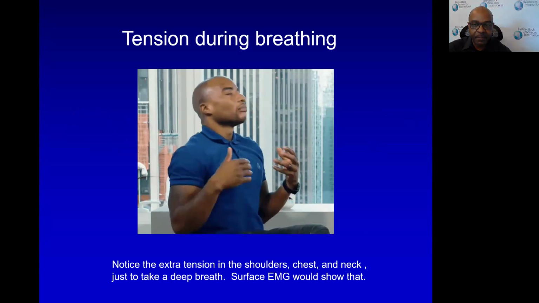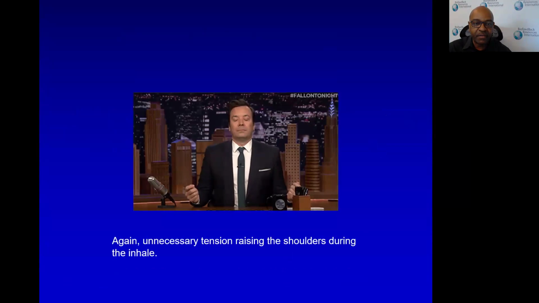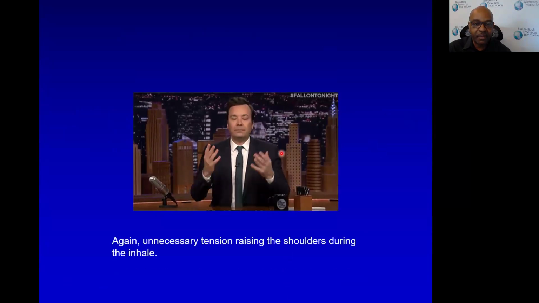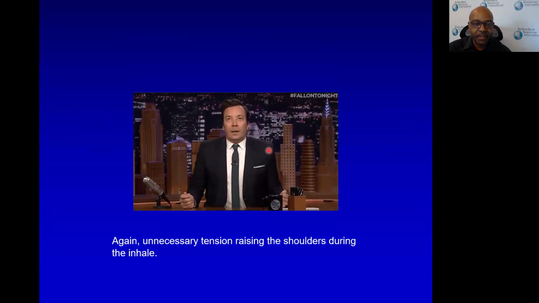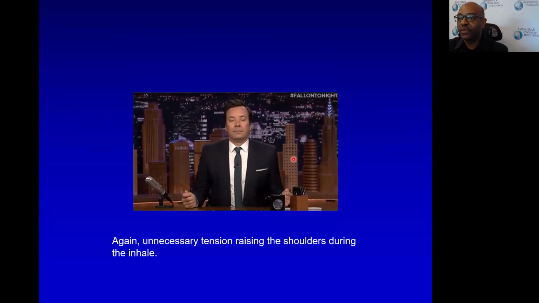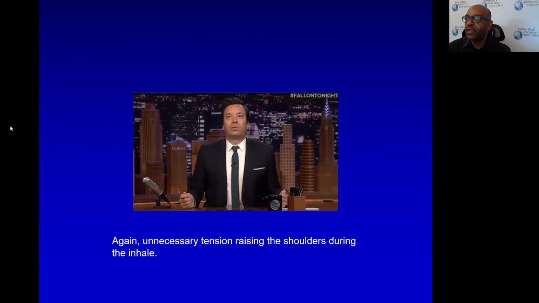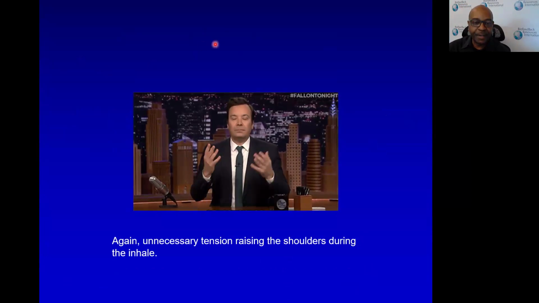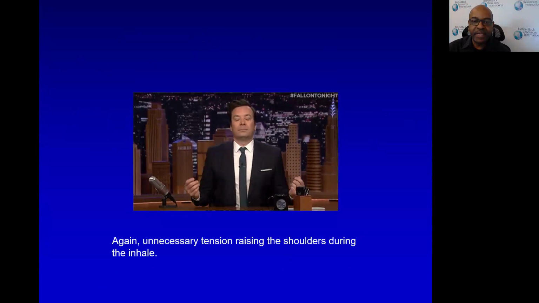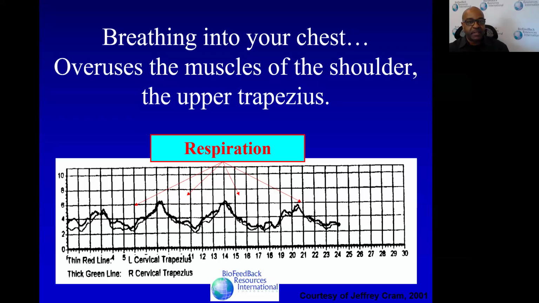Okay. And then here's another example. We can see here with the inhale how the shoulders are raising. And what you would tend to see when that's happening is a graph that looks like this.